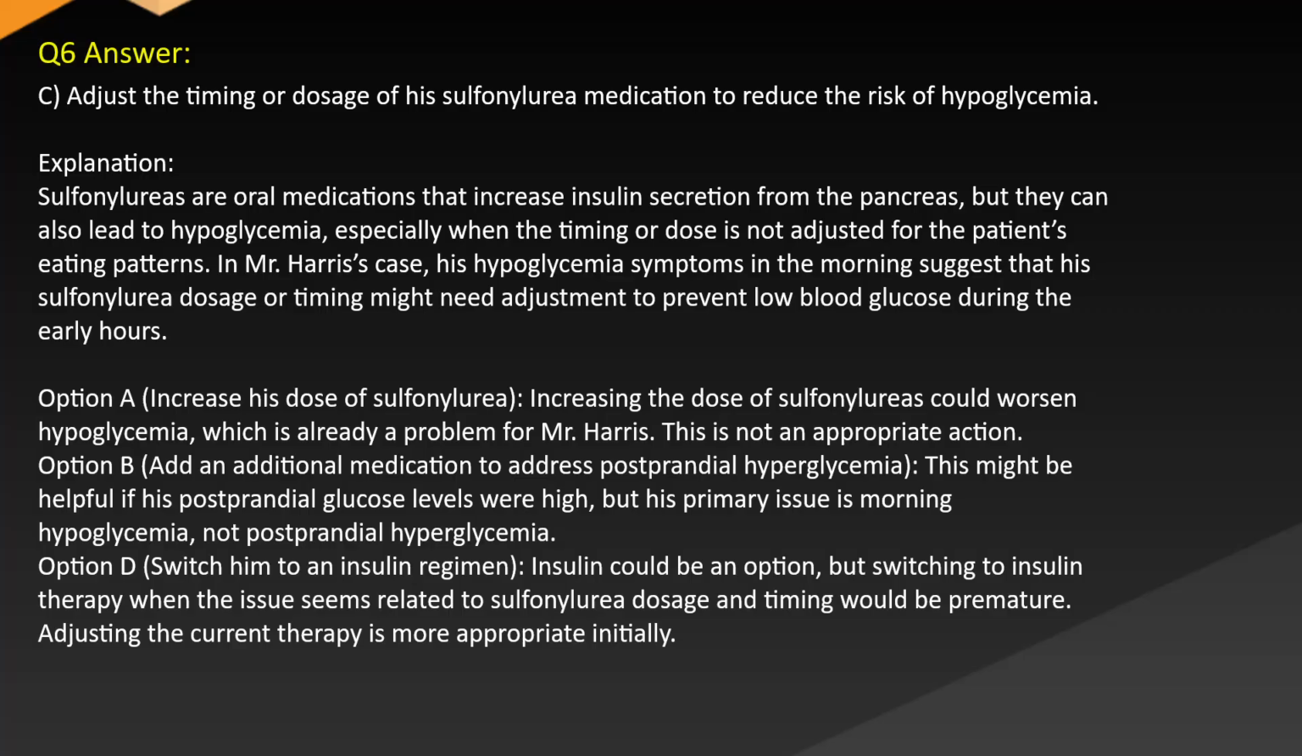Option D. Switch him to an insulin regimen. Insulin could be an option, but switching to insulin therapy when the issue seems related to sulfonylurea dosage and timing would be premature. Adjusting the current therapy is more appropriate initially.